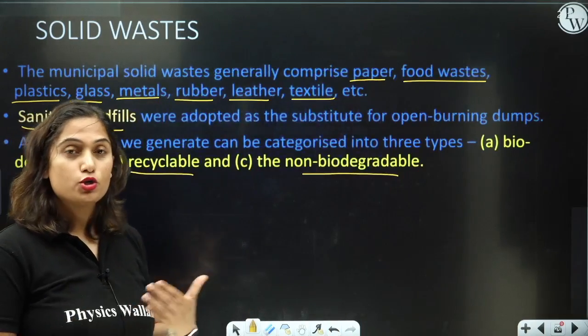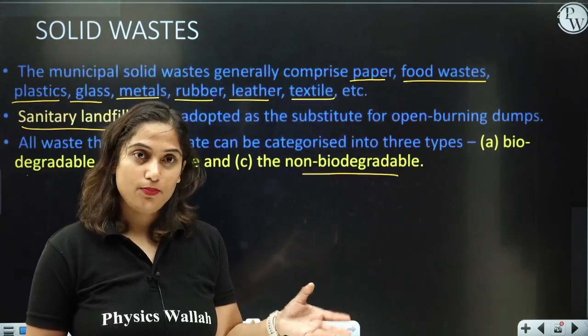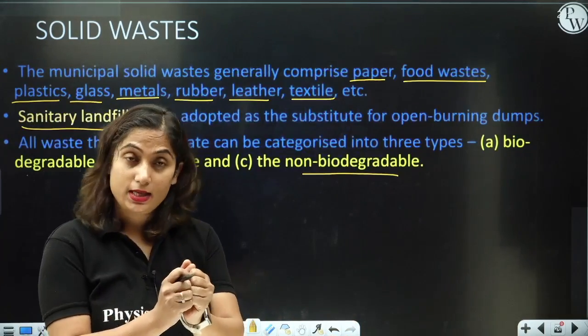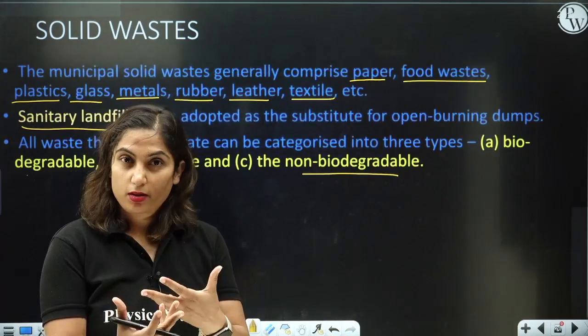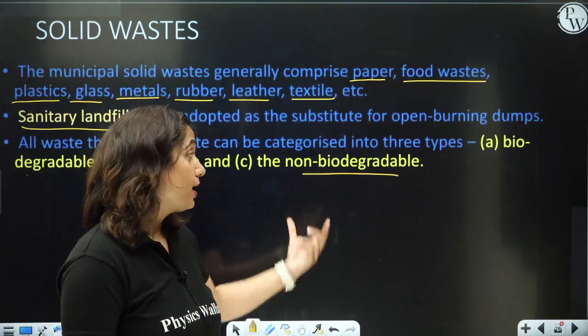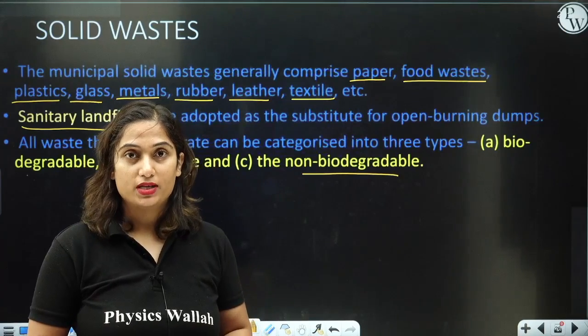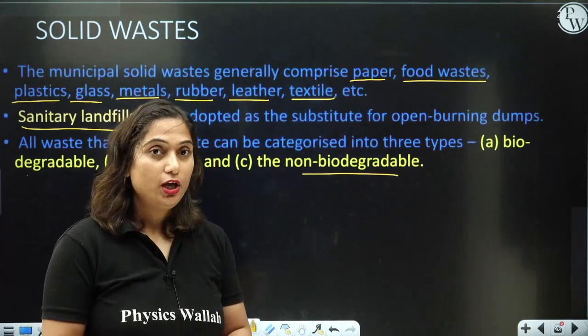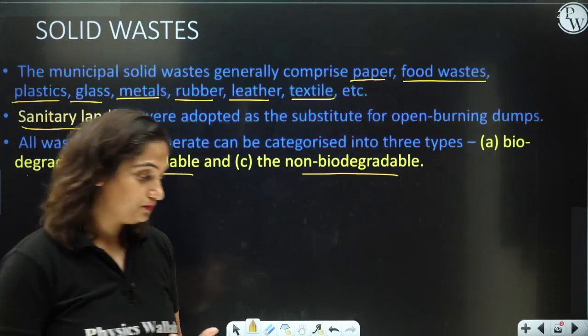For recyclable waste, the kabadiwalas help us by collecting the plastic and the iron metal waste, and then that can be reused again and again. And the non-biodegradable waste can be dumped into the sanitary landfills.